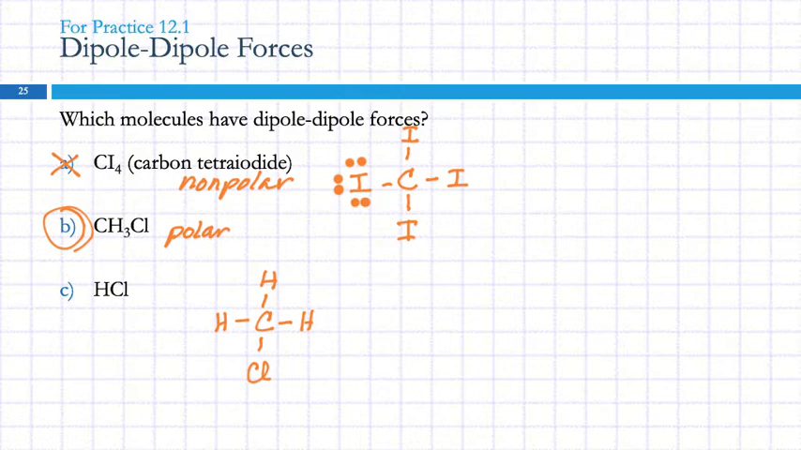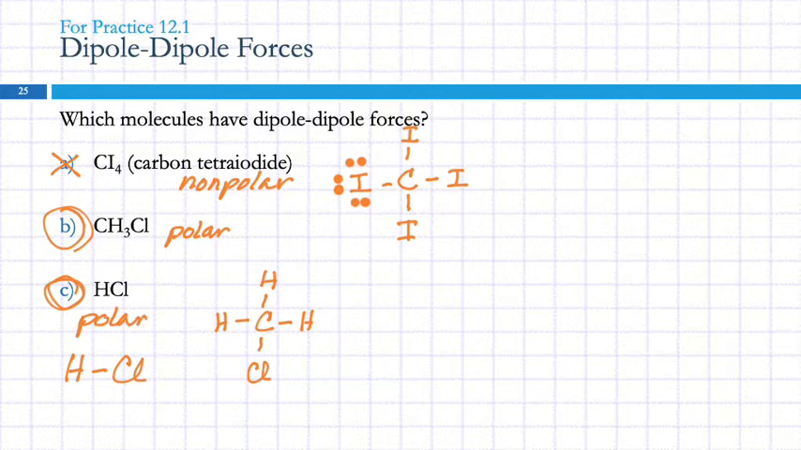How about HCl? HCl, we just got one bond. We have two atoms, one bond. If the bond is polar, the molecule's polar. And what I want you to be able to recognize is if those are two different nonmetals, you should say it's polar. That's not absolutely always true, but it's true most of the time, and it's much easier to remember. So that's also polar.